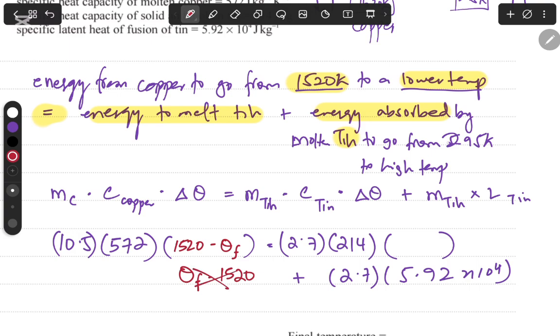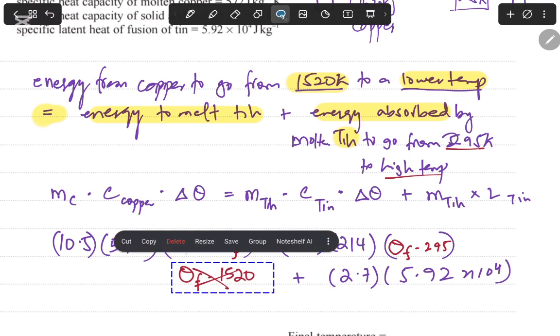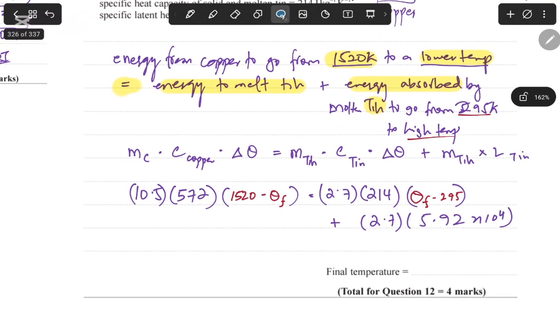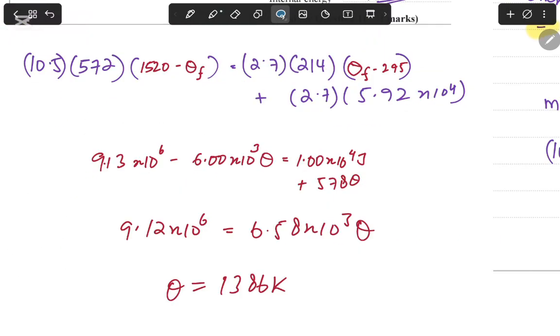Now for tin, we can see that it goes from a smaller temperature to a much higher temperature. So we can just do final minus 295. If you do it the other way around, you're going to get a negative. We do not want negative numbers here. Okay, and now you're going to solve this. Once you solve it algebraically, you should get an answer of 1386 Kelvin.